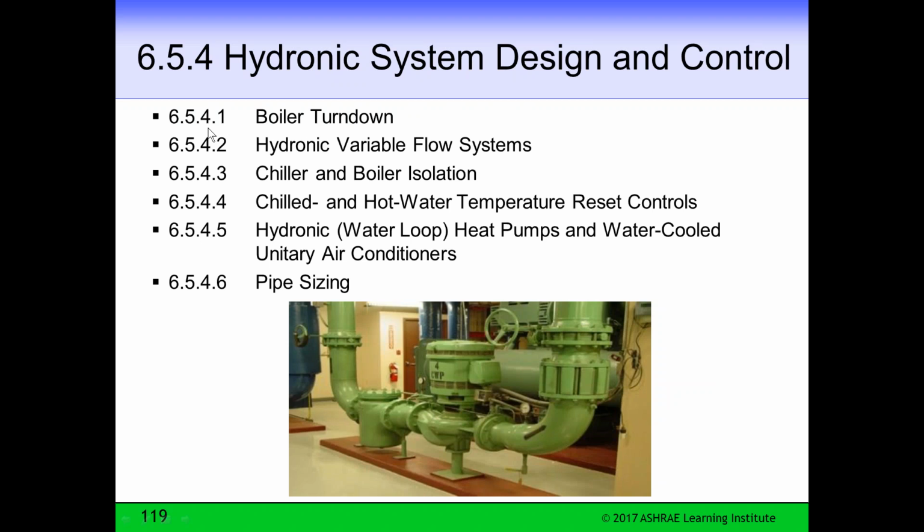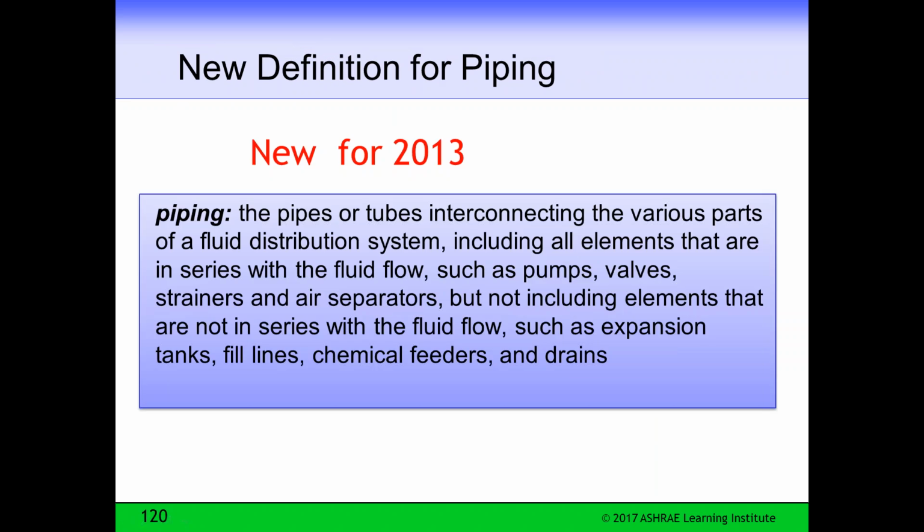Okay, so the next section of the presentation will be on hydronic system design and control. This will include boiler turn down, hydronic variable flow systems, chiller and boiler isolation, chilled and hot water temperature reset controls, hydronic heat pumps and water-cooled unitary conditioners, and then pipe sizing. So we'll finish up the water side, and then we'll go to the air side.